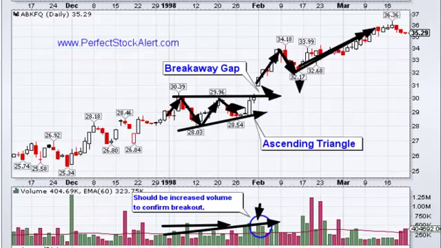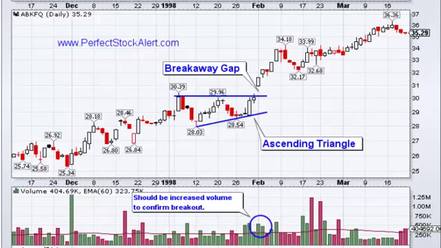For those of you who are looking to actually trade a breakaway gap, what you'd want to do is either take the initial position on the breakaway gap as long as it was confirmed by volume. You'd want to be a buyer there, or on any pullback that came close to that level, you'd start buying again. You can see that's what was going on right here.